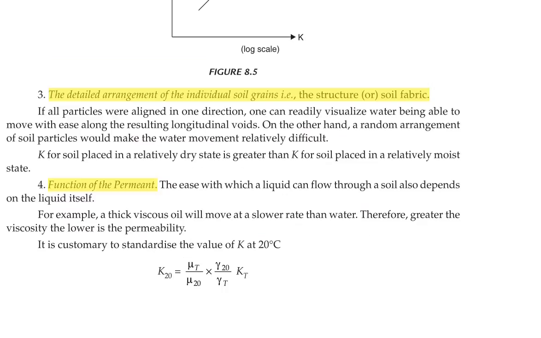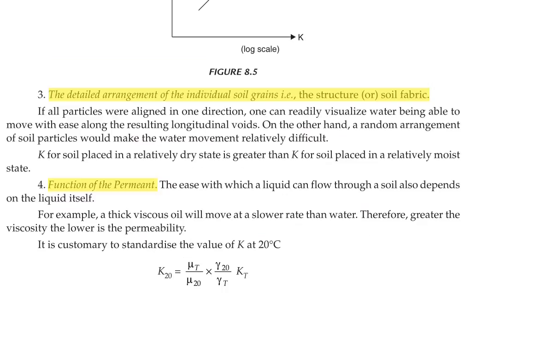Fourth one, the function of the permeant. The ease with which a liquid can flow through a soil also depends on the liquid itself. For example, a thick viscous oil will move at a slower rate than water. Therefore, the greater the viscosity, the lower the permeability. So, the viscosity is inversely proportional to the coefficient of permeability. The standardized value of K at 20 degrees Celsius.